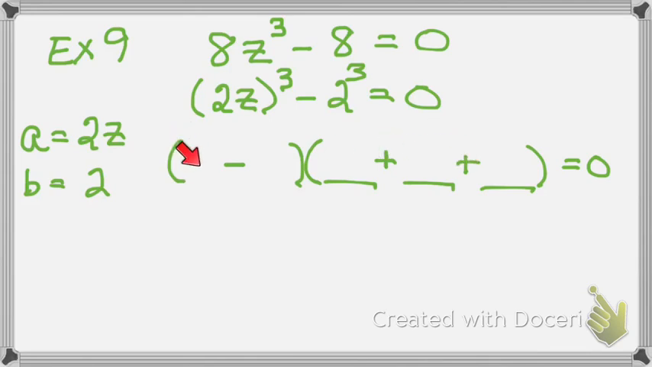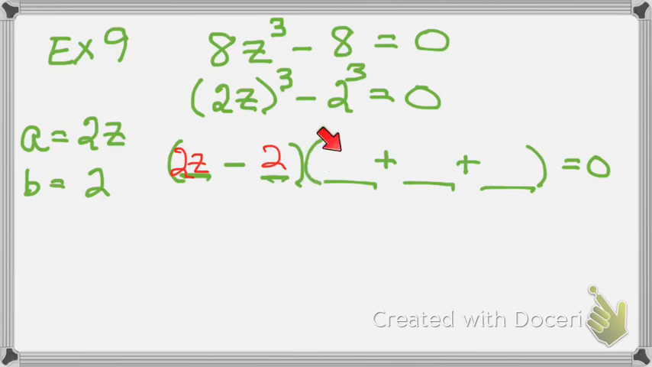Okay, so what do I put here? What's the formula say? A plus B, A minus B, right? What's A? 2z. What's B? 2. So 2z minus 2. Okay.